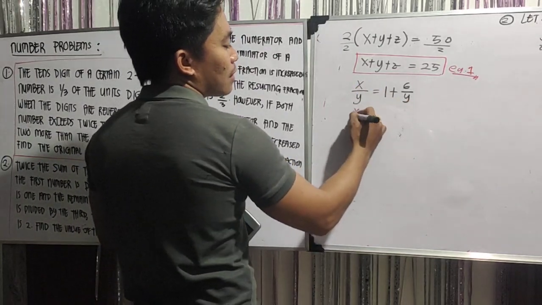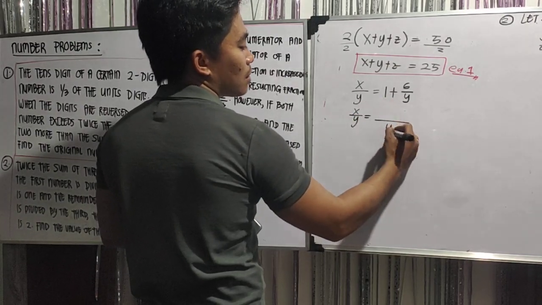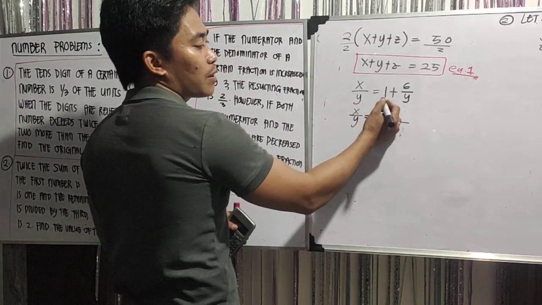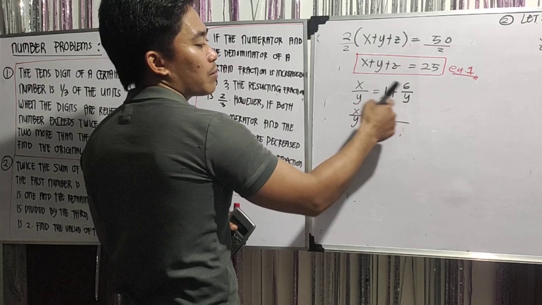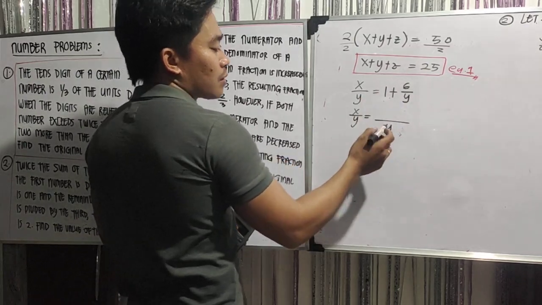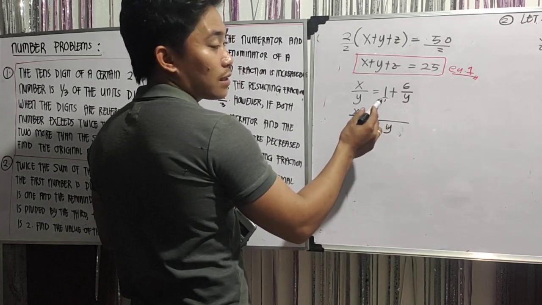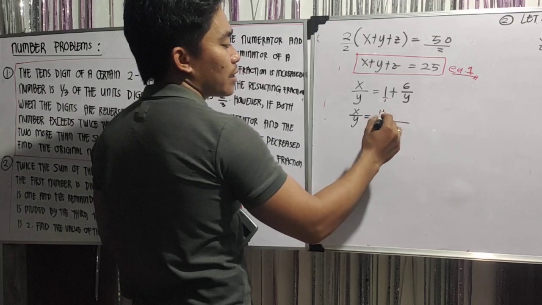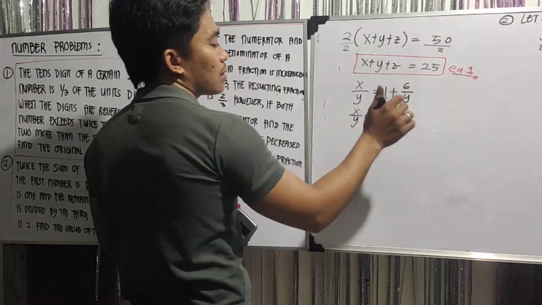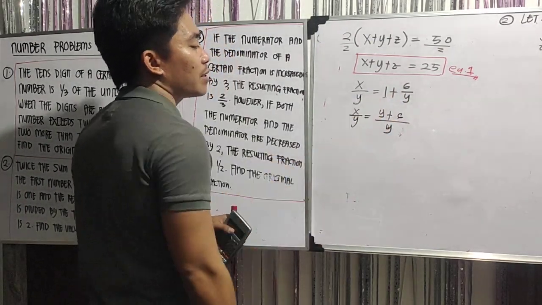What will happen? x over y is simply what? The LCD of this one is what? It is actually y. Kasi yung denominator ni 1 is matic na yan, 1 yan. So, multiply yung dalawa. 1 times y is y. Now, y divided sa 1 is y times 1. Of course, y yan. Ito, y divided sa y, that is 1 times 6. So, ito, 6 yan.